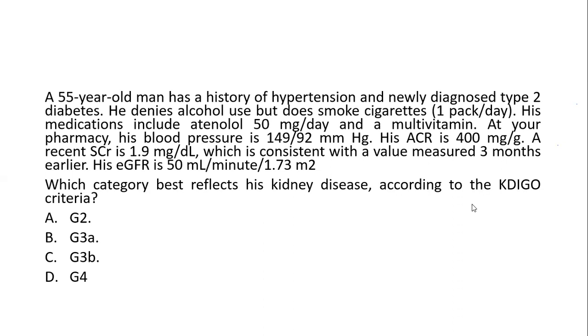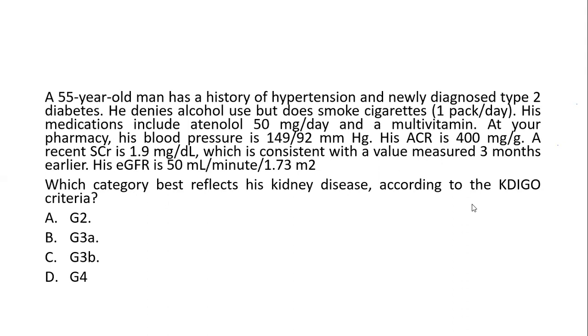So the first case is a 55-year-old man. He has a history of hypertension and newly diagnosed type 2 diabetes. He denies alcohol use, but does smoke cigarettes, 1 pack per day. His medications include atenolol 50 mg per day and a multivitamin.